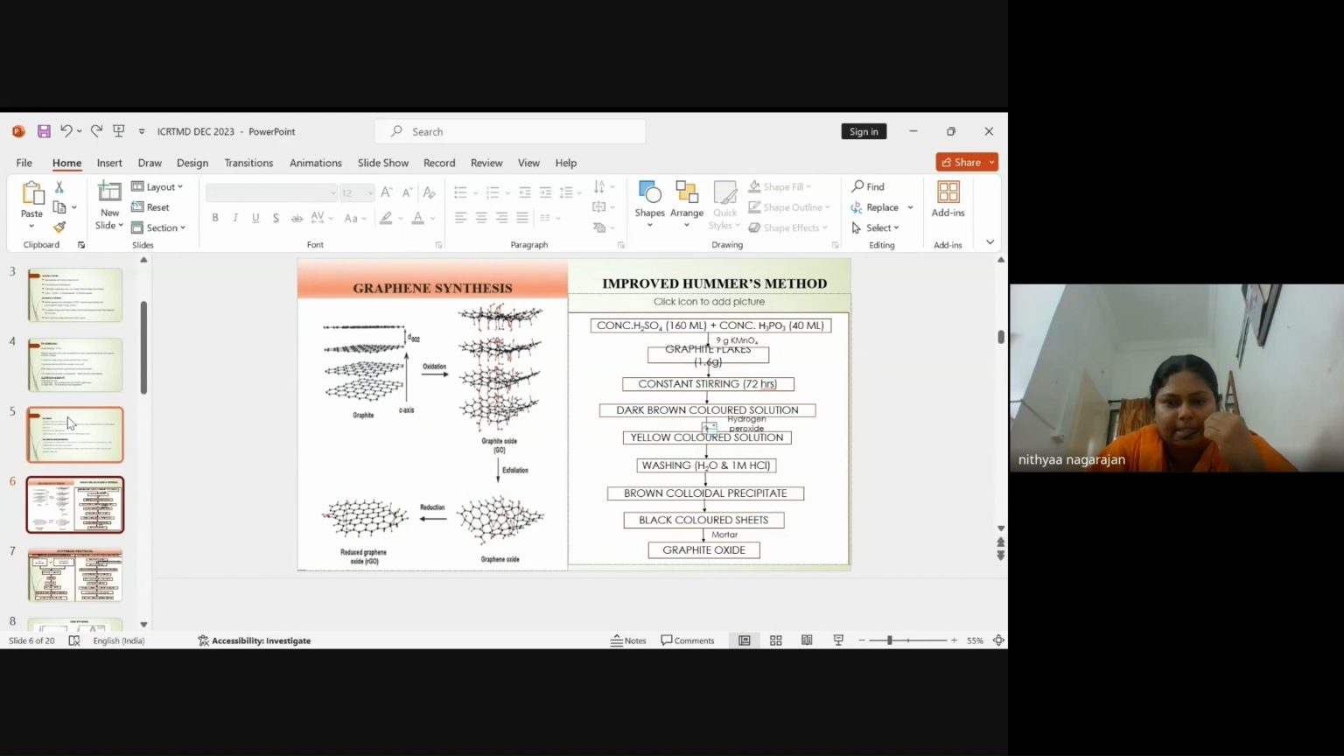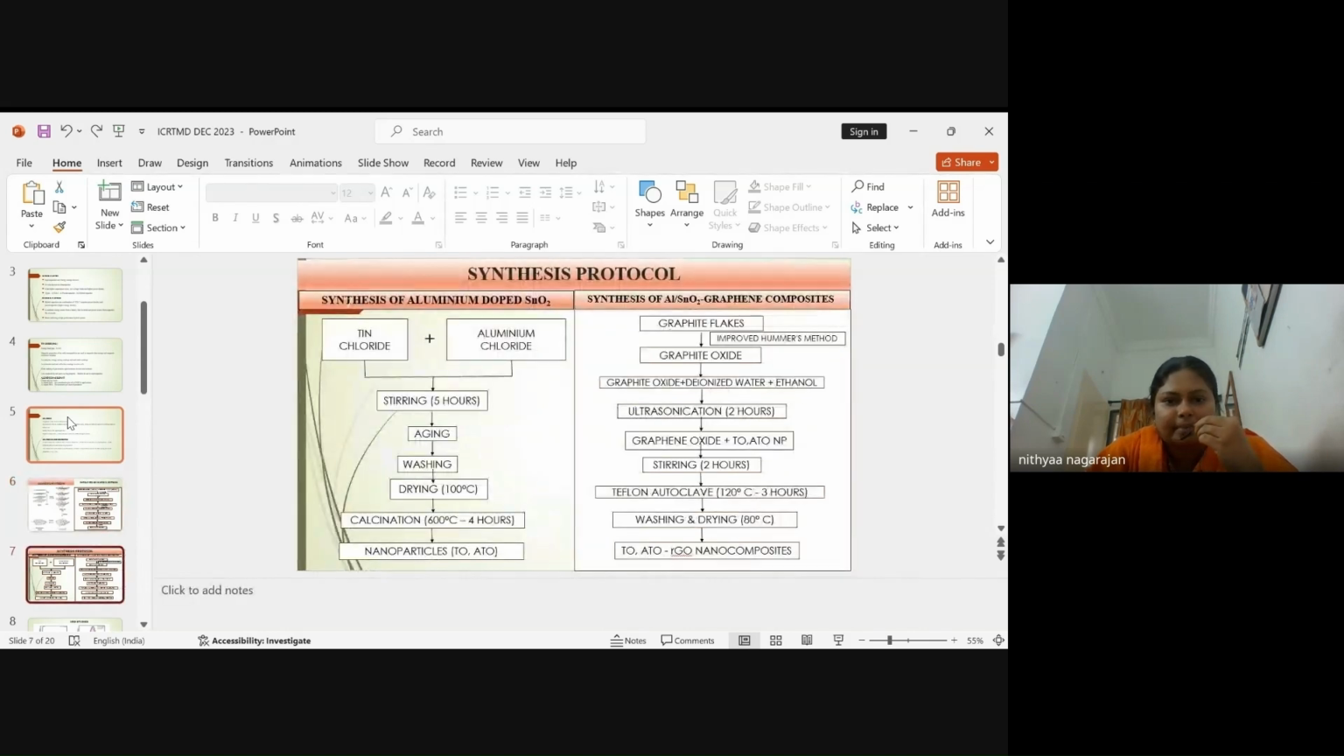The synthesis of aluminum doped tin oxide is done by using tin chloride and aluminum chloride in a co-precipitation method, where it is calcined at 600 degrees Celsius to obtain the nanoparticles, and the graphite oxide is converted to graphene oxide by ultrasonication. The sheets are exfoliated and they are mixed with the prepared nanoparticles and stirred.